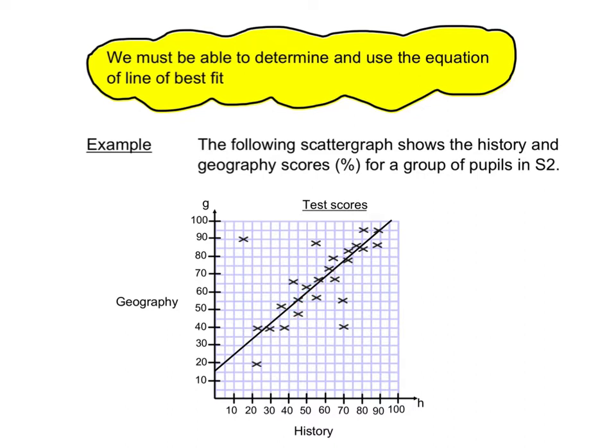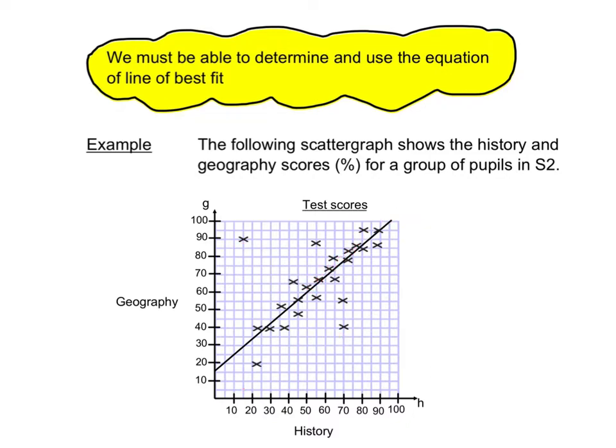So for instance, this little cross down here represents a pupil who scored roughly 22-23% in their history test and 20% in their geography test, whereas this cross up here represents a student scoring 70% for history but only 40% for geography. What you can see here is there's a rough kind of correlation, a positive correlation between the history and geography scores. Most of the data is going up in this line, with the odd outlier.